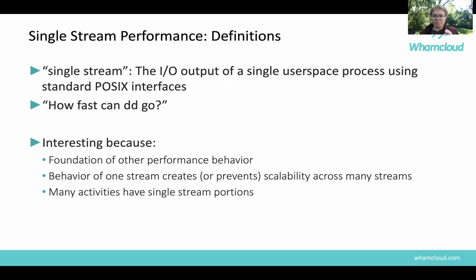There are single stream portions, single process portions of a lot of different jobs, but really it's interesting because it's the foundation of other performance behavior. The behavior of one stream defines the behavior of many, both to one file and then also both on one client and then also on multiple clients. If the behavior of an individual IO stream is nice and clean, it'll interact well with others. If it's ugly and lots of hitches in it, it won't, and you won't scale. So let's talk about how Lustre does with that.